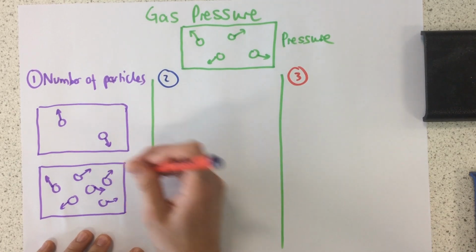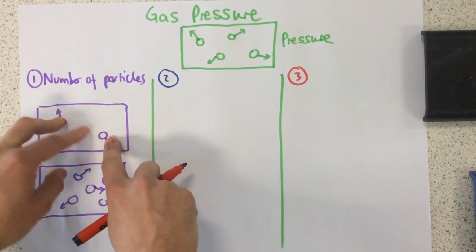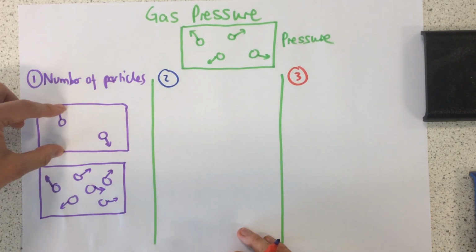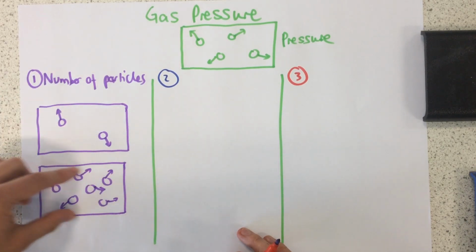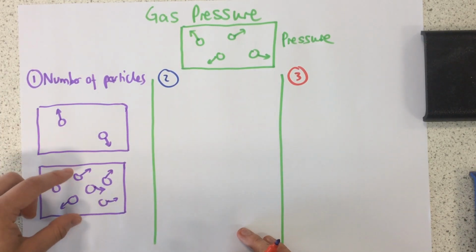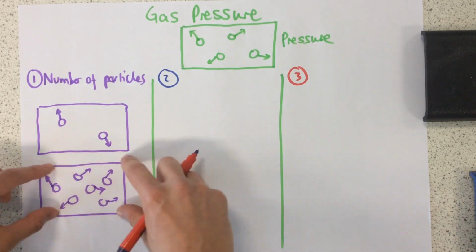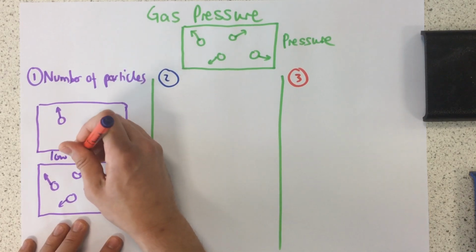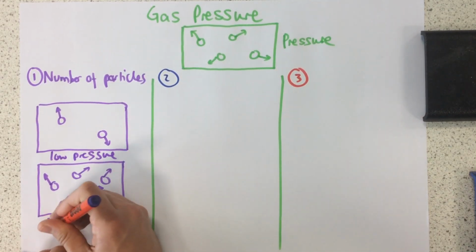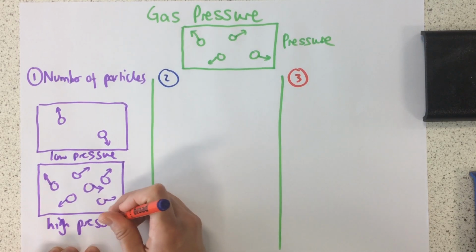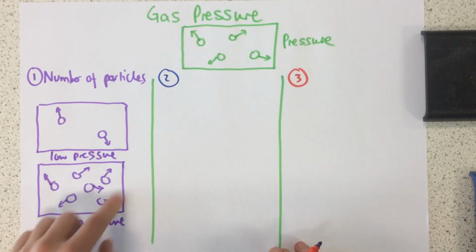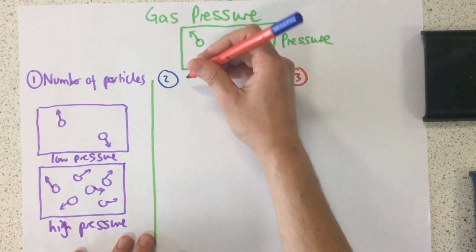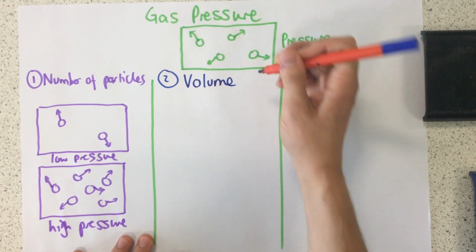Now, if there's not many particles, there will be fewer collisions with the walls of the container. If we've got more particles, there will be more frequent collisions. So the more collisions that there are, the higher the pressure will be. So this top one will have a low pressure, whereas this bottom one will have a high pressure. So if we have more particles within the same volume, we'll have more frequent collisions, therefore a higher pressure. The second one we need to know about is volume.